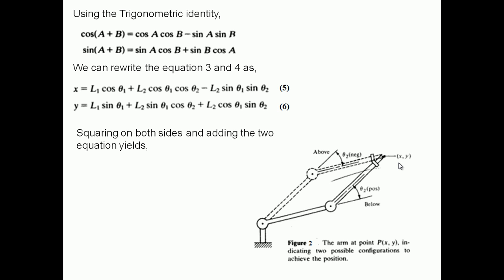Squaring both sides and adding the two equations will give you the expression for cos theta 2. Theta 2 is the joint angle of the second link with respect to link 1. The answer you will get is x square plus y square minus L1 square minus L2 square, divided by 2 L1 L2. After solving that using sin square theta plus cos square theta equal to 1 and neglecting all other terms, you will get the final equation for cos theta 2. Based on this equation number 7, you can calculate the joint angle theta 2.